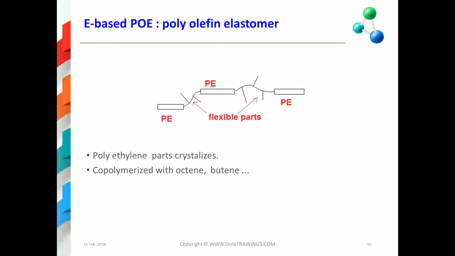Yeah, I wanted to be complete. You have also polyolefin elastomers, where you have polyethylene parts with flexible parts in between, polyoctene, polybutene. Also made by a metallocene catalyst. The names are, for instance, Affinity, Engage, my God, I forgot, Fortify, and so on.